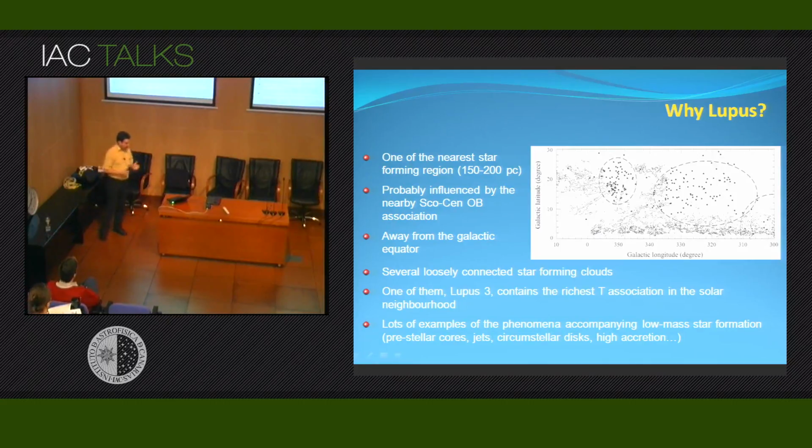Lupus clouds sample a range of star-forming environments. It is a complex of several clouds. It's different from Rho Ophiuchi in that respect, in that star formation is concentrated in several places, which are only loosely connected among themselves.